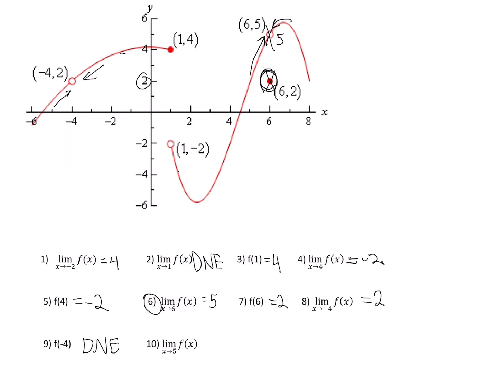Limit as x approaches 5 of f of x. So let's just see where f of 5 is. So f of 5 is around here. And since it's continuous, they both go toward the same point. So f of 5 is 2.